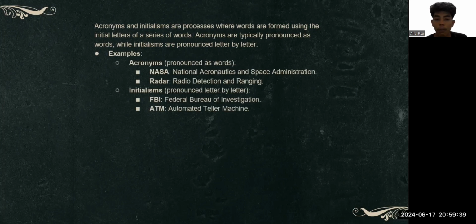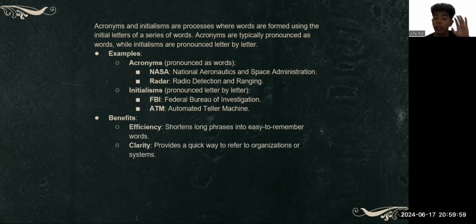Examples, acronyms pronounced as words: NASA, National Aeronautics and Space Administration. Radar, radio detection and ranging. Initialisms pronounced letter by letter: FBI, Federal Bureau of Investigation. ATM is automated teller machine.